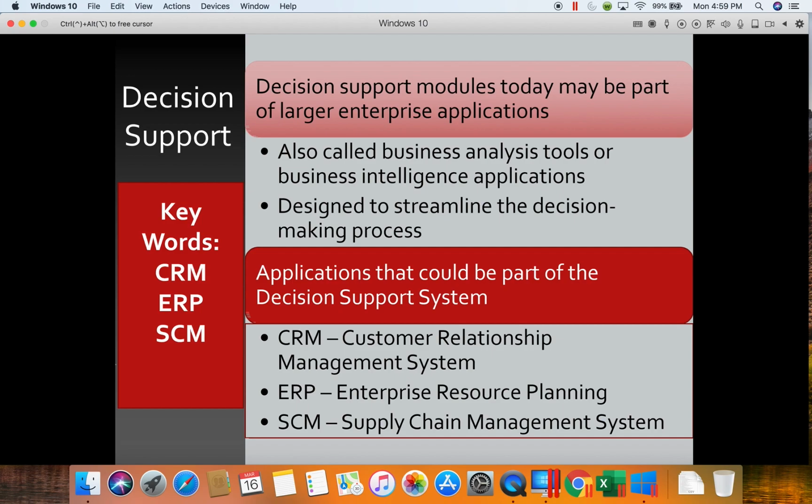One thing we need to be aware of is that the decision support systems we are talking about in this chapter are oftentimes using the databases and or data warehouses that are being utilized by these other systems in our organization. So the CRMs, ERPs, and SCMs create the data in the databases, and our decision support systems are using those.